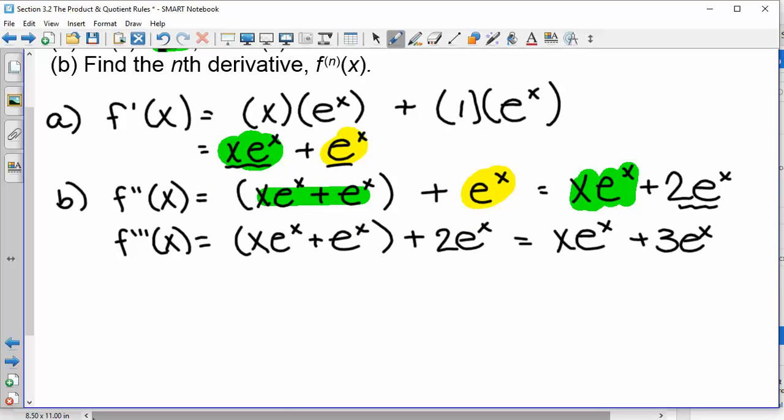So let's see, do you pick up the pattern? Every term has an x e to the x. The first derivative had 1 e to the x. The second derivative had 2 e to the x. The third derivative had 3 e to the x. So the nth derivative would be what?